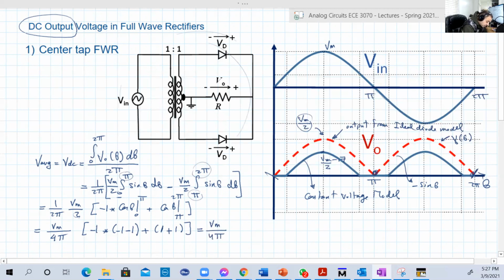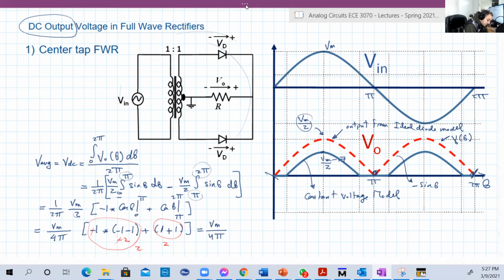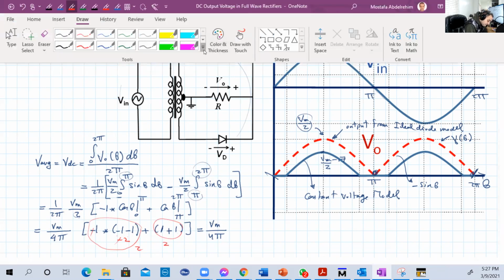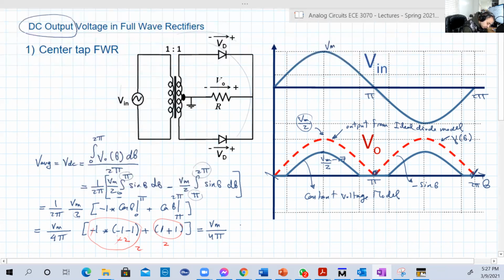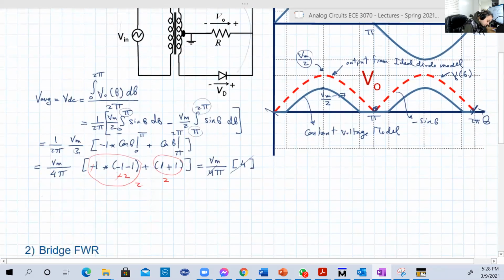And let's now reduce this. So this will be minus 1. Let's do that with red. So this is minus 1 is minus 2. And minus 2, and here we have a minus, so this will be 2. So this basically will reduce the 2. And this is also 2. So this will be multiplied by 4. Okay, 4. So 4 will go with 4. So basically this will reduce to V maximum over pi. This is the VDC or V average. V maximum over pi.